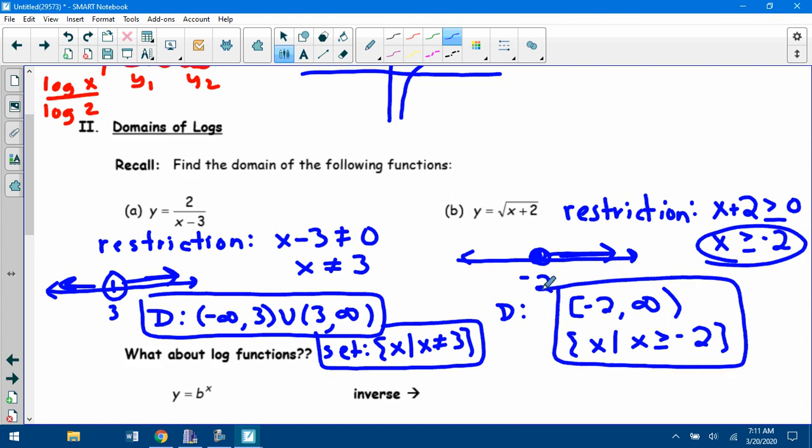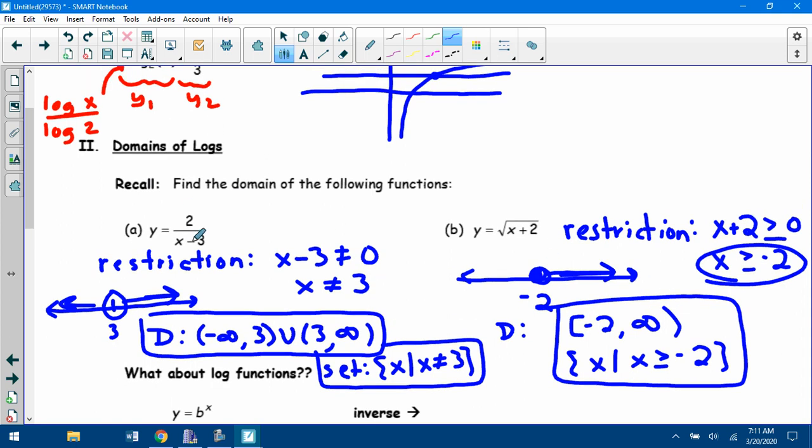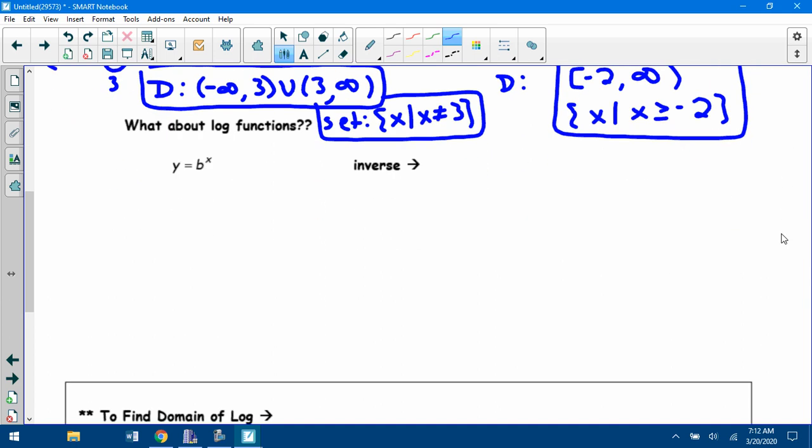You only have to say one of the answers, but sometimes I specify one. Okay, so those are mainly the restrictions we've seen so far this year. Fractions, denominator can't be 0. Radical, underneath the radical has to be greater than or equal to 0. What about logs? Well, let's think about it in terms of inverses.